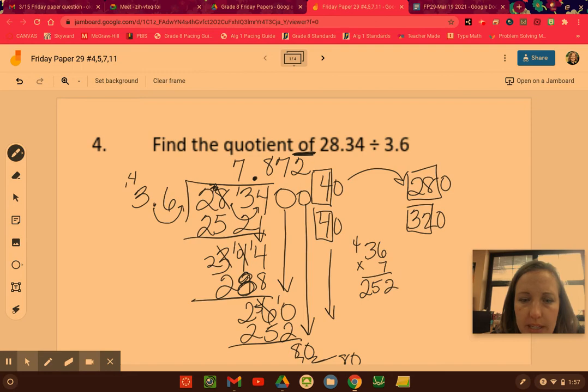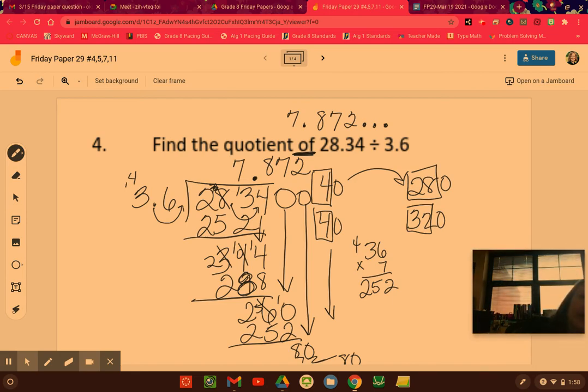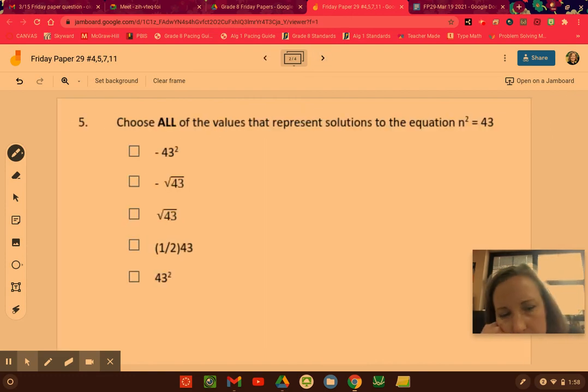So when you write this into TeacherMade, when you're putting this in on Canvas, you're going to write 7.872, and then you're going to add what's called an ellipsis, like that. And that means and so on, and so on. It's not completely the right thing to write for this, but we don't have a repeating symbol for that particular assignment. So let's go to number 5.